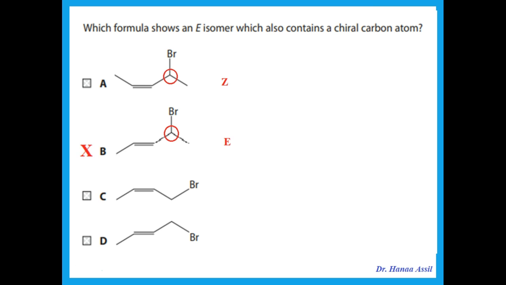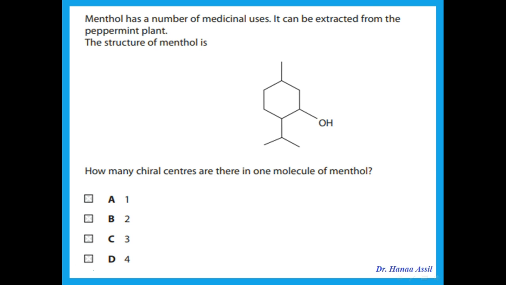Now, if you choose an answer, please check that the others are not your answer. So let's look at C. C is a Z, no chiral carbon. D is an E, no chiral carbon, so my answer is B.